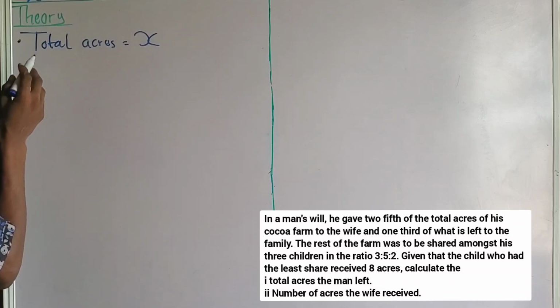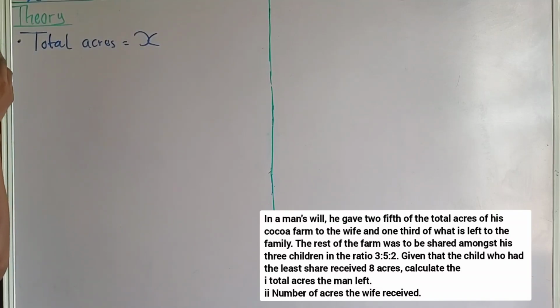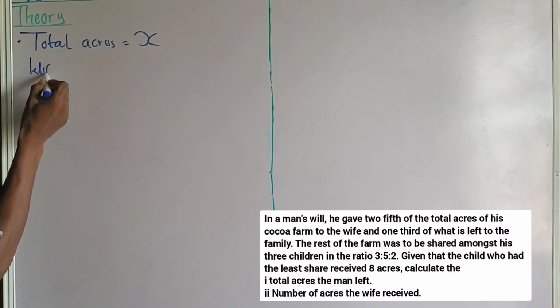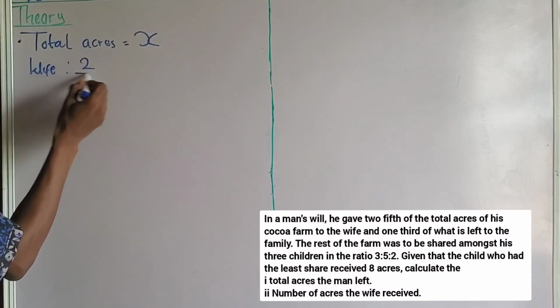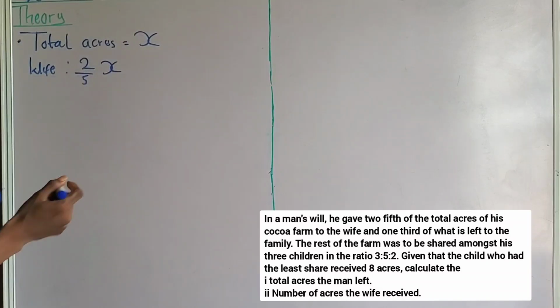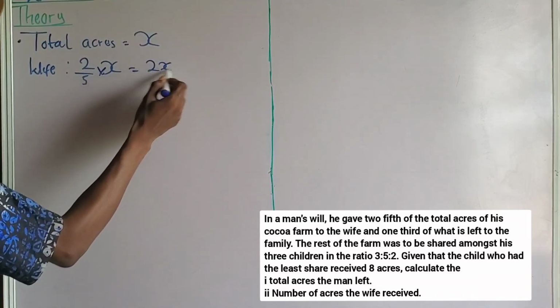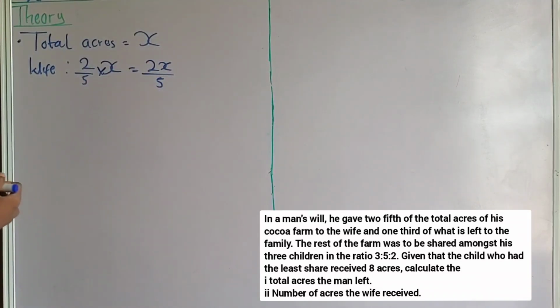Now let us look at what the wife received. He gave 2/5 of the total acres of the cocoa farm to the wife. So the wife received 2/5 of x. You understand? Because we have already represented the total acres of land as x. Now the wife received 2/5 of x. That is 2x all over 5. Are you there?